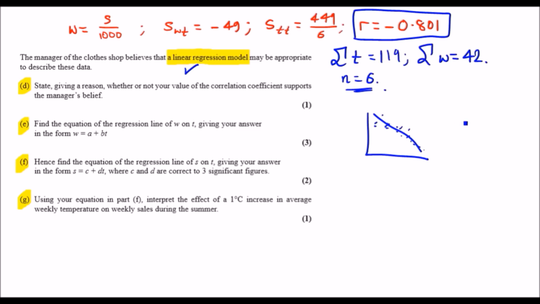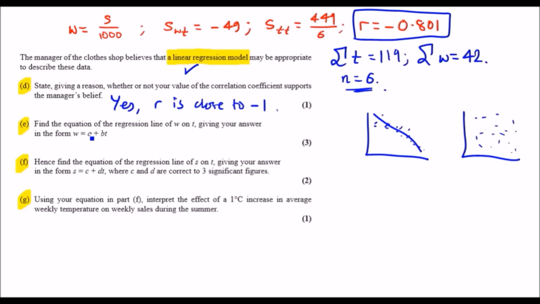Also, if R was, for example, less than 0.5 or somewhere around 0, it would be no correlation. So technically, a line of best fit wouldn't make sense, hence a linear regression model wouldn't make sense either. So, state giving a reason: we'll say yes, because R is close to -1, and this supports the method. And you can also say that if R is less than 0.5 or around 0, then it wouldn't make sense to draw a line of best fit, so it does not support it.